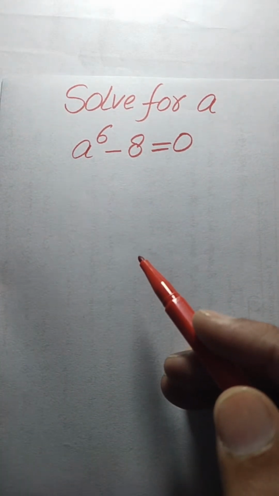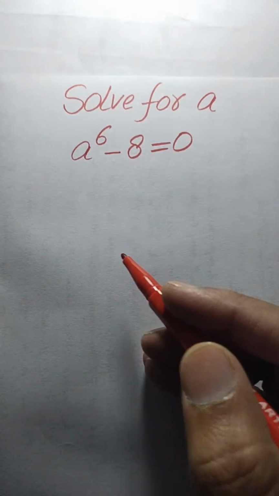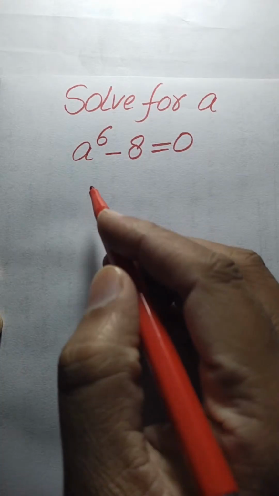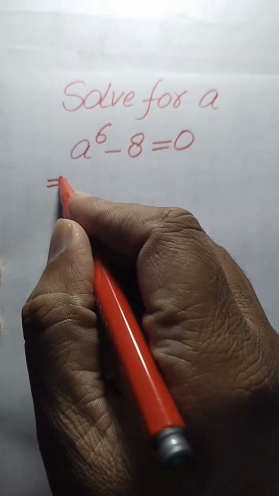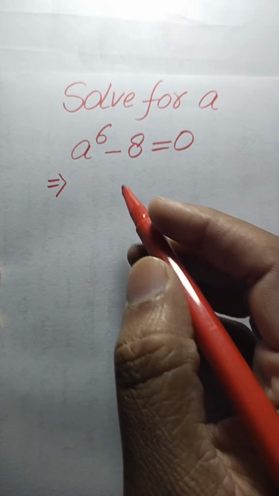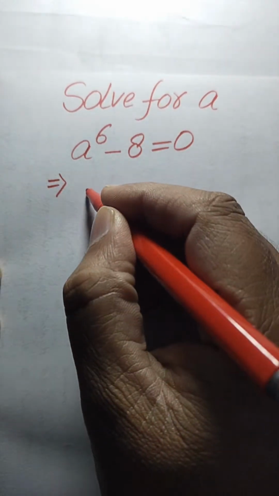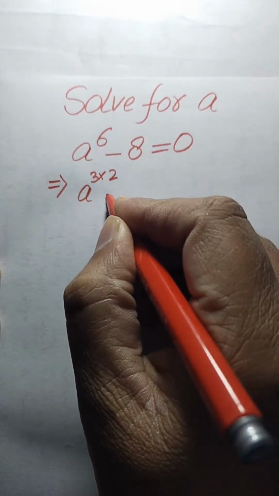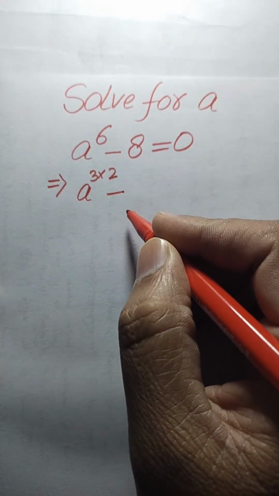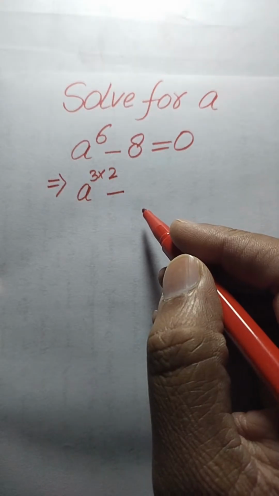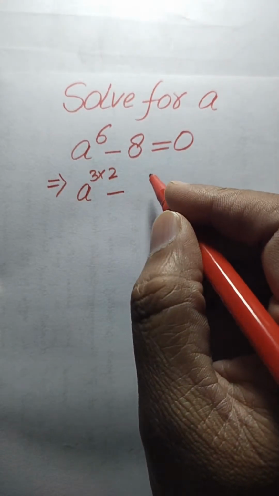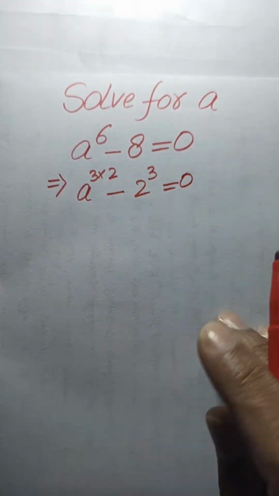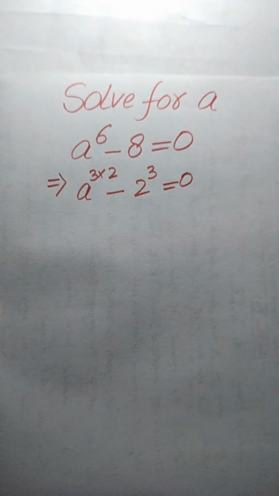So the very first thing we are going to do is rewrite this equation. This is a to the power of 6, and we break this a to the power of 6 as a to the power of 3 multiplied by 2, minus 8. We write this 8 in the form of prime factors, and the prime factors of 8 are 2 cubed, and this whole equation is equal to 0.